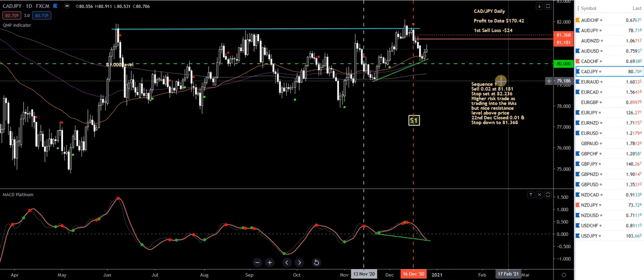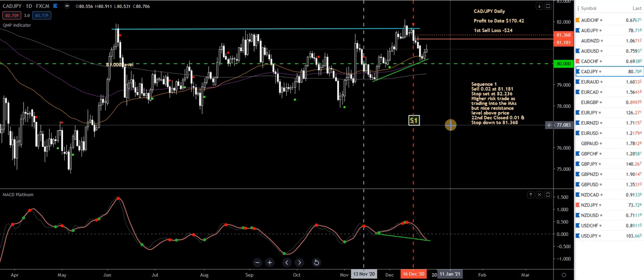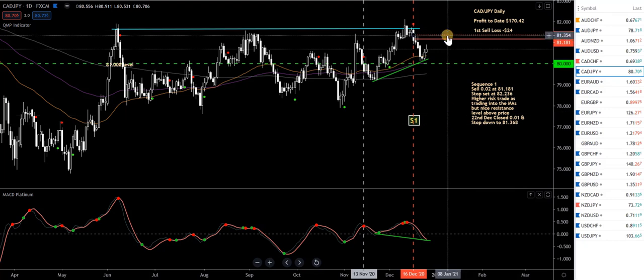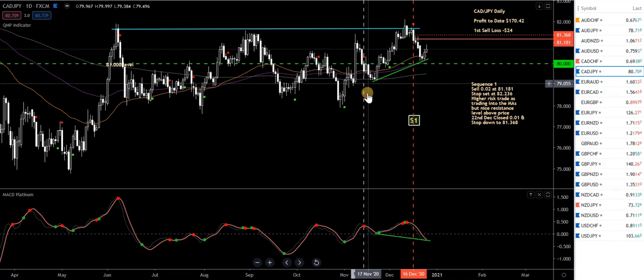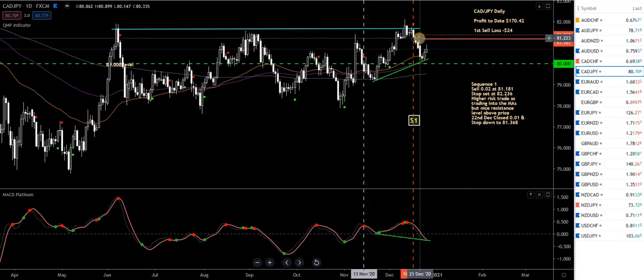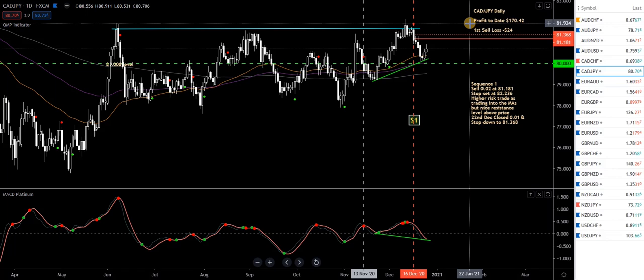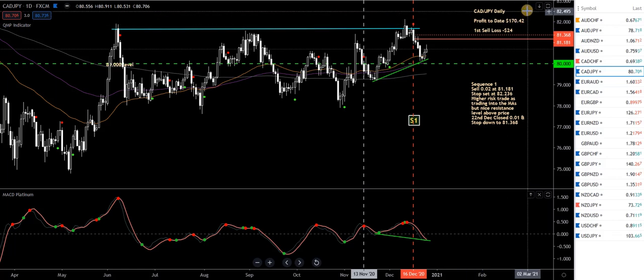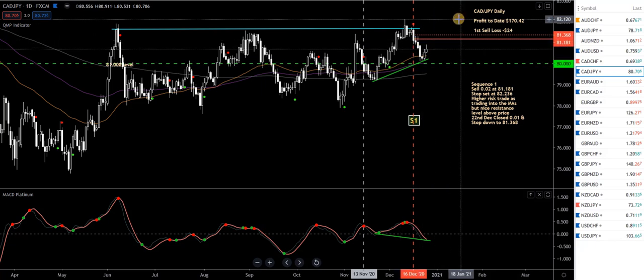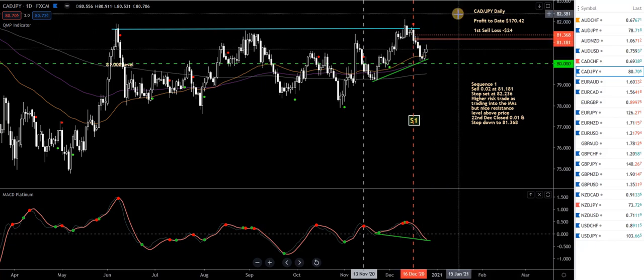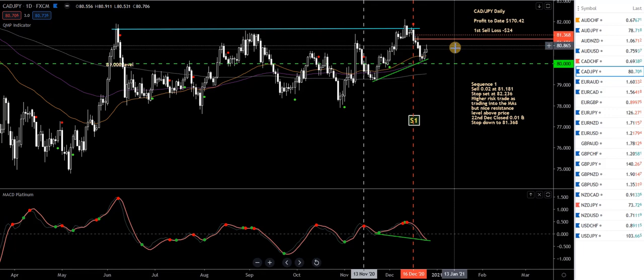CAD Yen, what I mean here, I'm in a sell here. You can read the notes. I've already closed half and moved my stop down. You can see this grey line was a previous sell. I took a loss of $24, so I'm trying to recover a bit of that loss. It's not a big moving pair. I haven't made a great deal on it, only $170.42, but it moves pretty nicely. And I'm not a big fan of the Canadian currency, as a lot of you know by now.